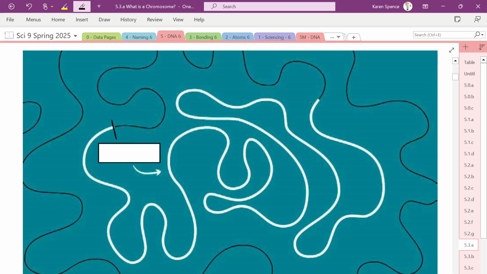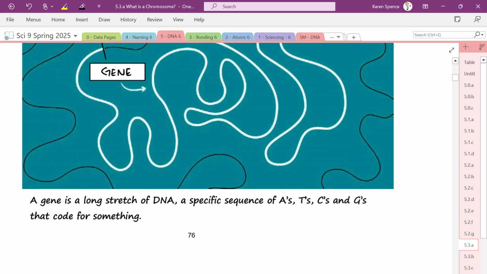What do we call a segment of the DNA? That is a gene. Excellent. A gene is a long stretch of DNA with specific sequence of A's, T's, C's, and G's coding for something. What is that something that a gene codes for? A gene codes for a protein, yes. Excellent.